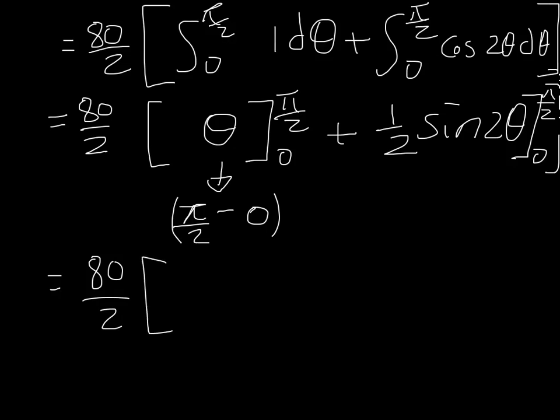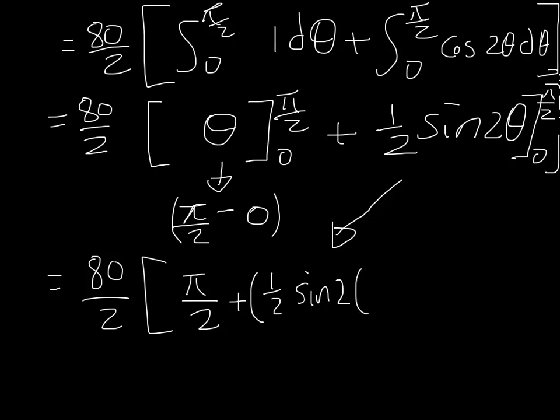So pi over 2. I can rewrite this as half sine 2 theta, which is pi over 2, minus at the bottom, which is 0, so half sine of 0.